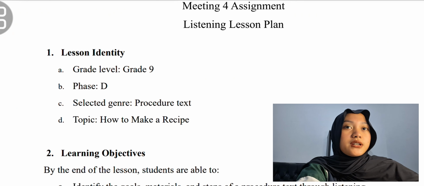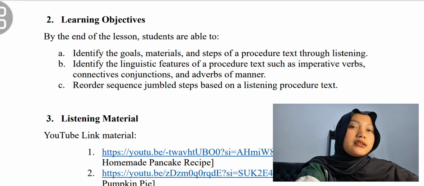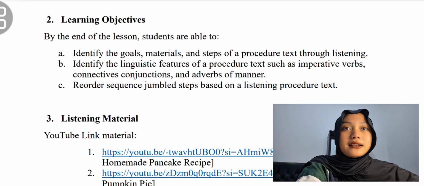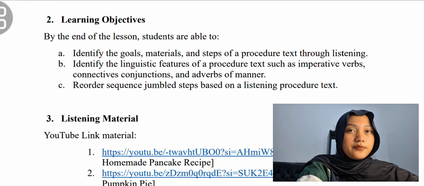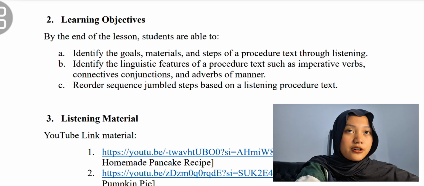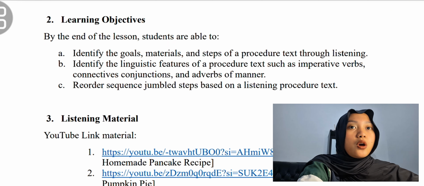Next is learning objectives. By the end of the lesson, I want my students to be able to, first, identify the goals, materials, and steps of a procedure text through listening. Second, identify the linguistic features of a procedure text such as imperative verbs, connective conjunctions, and adverbs of manner. And the last one is to reorder jumbled steps based on a listening procedure text.